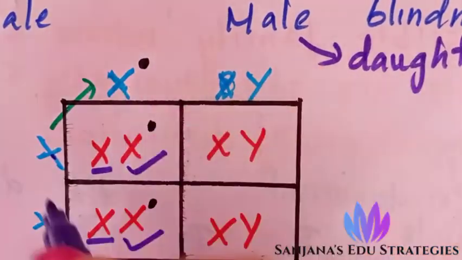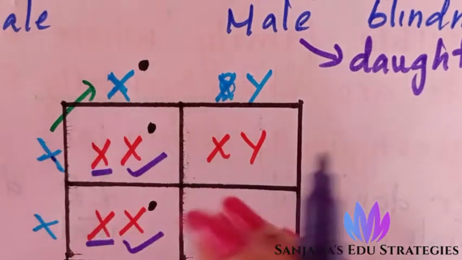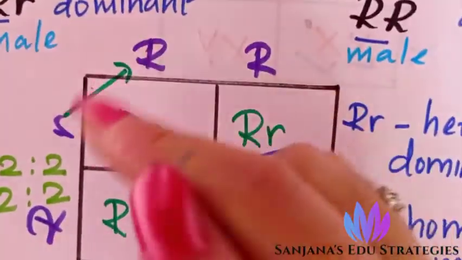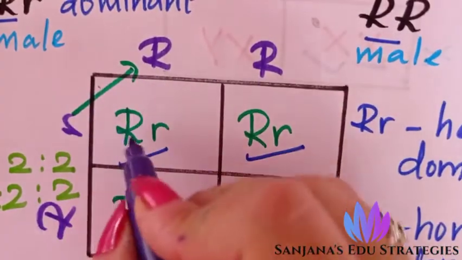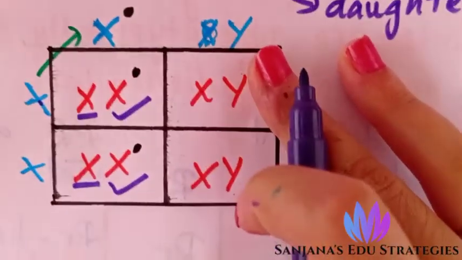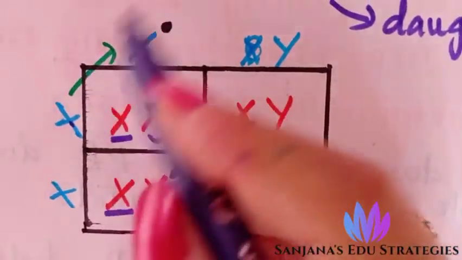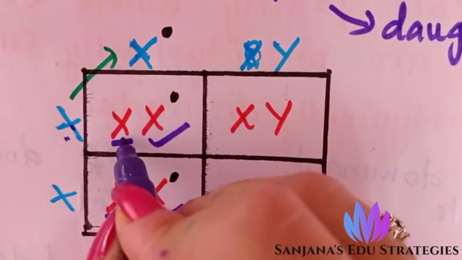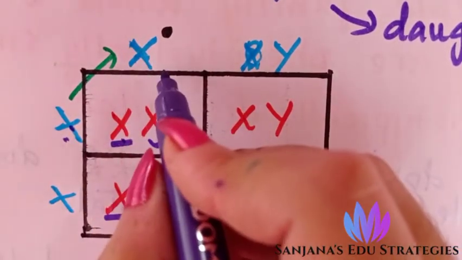Understood, children? In the previous example of dominant and recessive, when you cross, first you write the dominant character, then the recessive character. But here you won't write like that. There is no dominant or recessive here. When crossing, you write the females first, then the males.